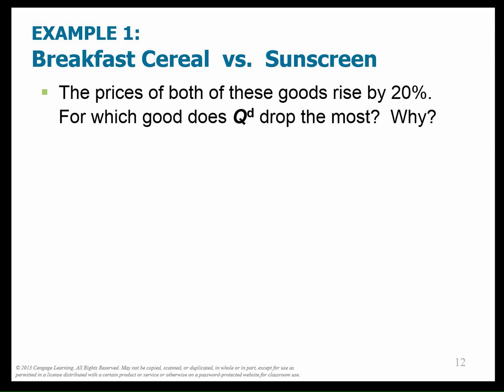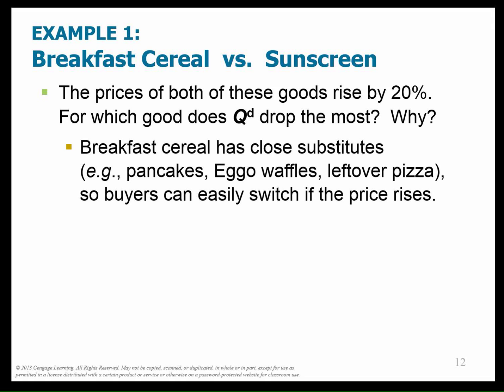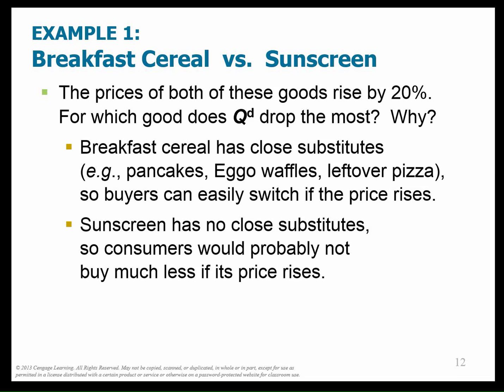Okay, breakfast cereal versus sunscreen. Let's think what happens. Breakfast cereal, the prices rise by 20%. People are going to stop buying breakfast cereal, and they're going to switch because it has substitutes. Sunscreen, however, people still need sunscreen. They're going to go out in the sun. So if it goes up by 20%, people don't stop buying it. So the change in quantity on sunscreen is going to be very low.